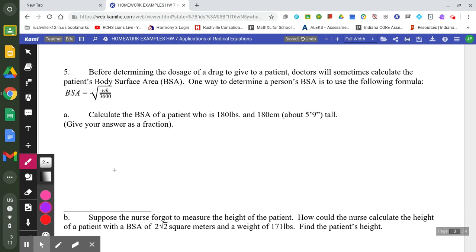Number 5 has a couple parts. The first part: before determining the dosage of a drug to give a patient, doctors will sometimes calculate the patient's body surface area, BSA. One way to determine a person's BSA is to use the following formula. BSA equals the square root of W times H over 3,600. And the W is their weight, and the H is their height.